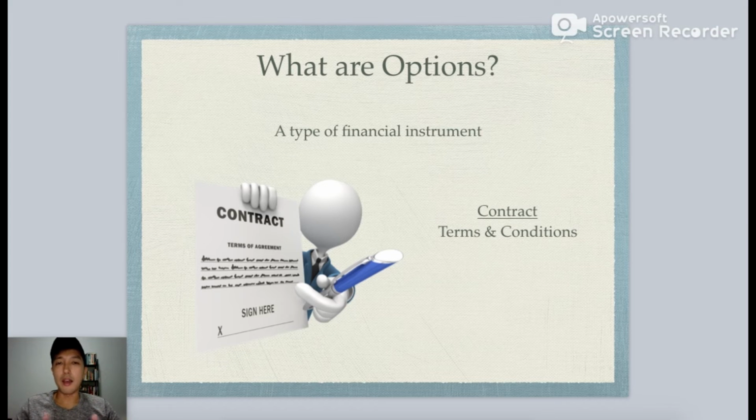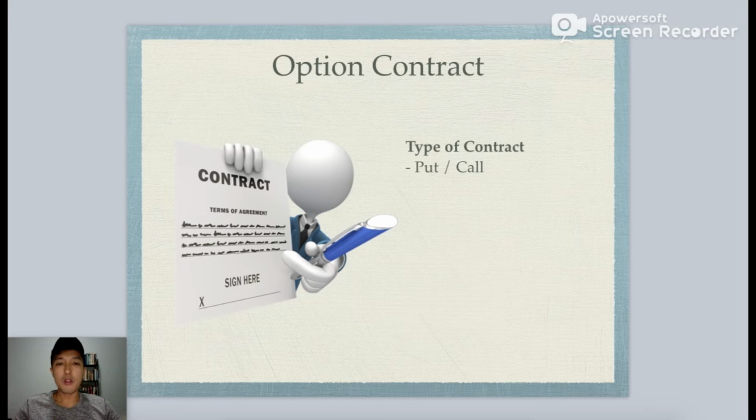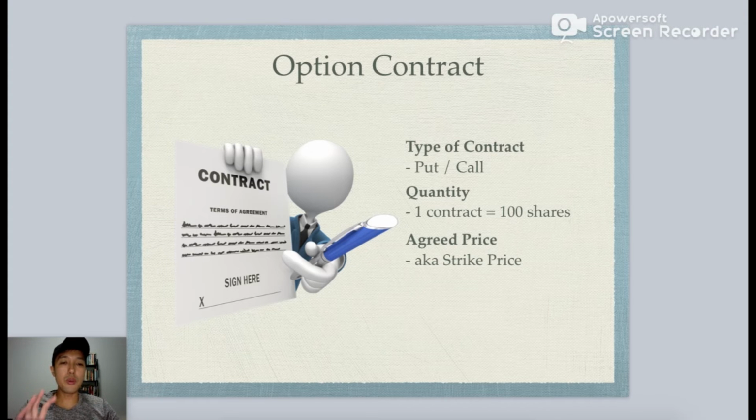An option is just a contract, and just like any other contract, it has terms and conditions attached to it. An option contract typically states what type of contract it is. Usually in the option market, there is only the put contract or the call contract. Every contract represents 100 shares. The contract usually states the agreed price at which we will take a certain action, which in the option world we call the strike price. Just like any other contract, an option contract also has an expiry date, and the contract itself has a value, which in the option world we call the premium.